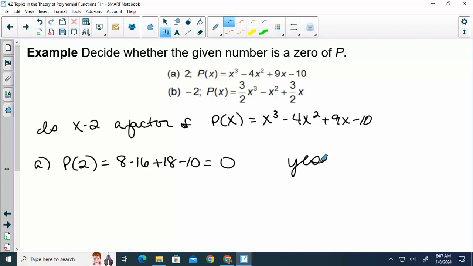So what would have been the other way of deciding this? Synthetic division. Synthetic division with the 2 out in the box, and then you just list the remainder. It should have been 0.